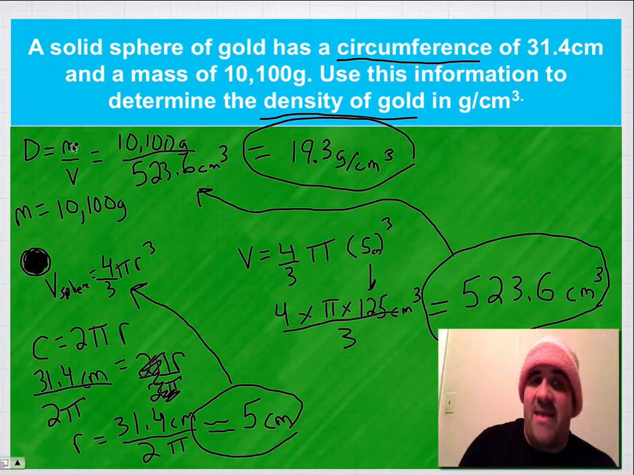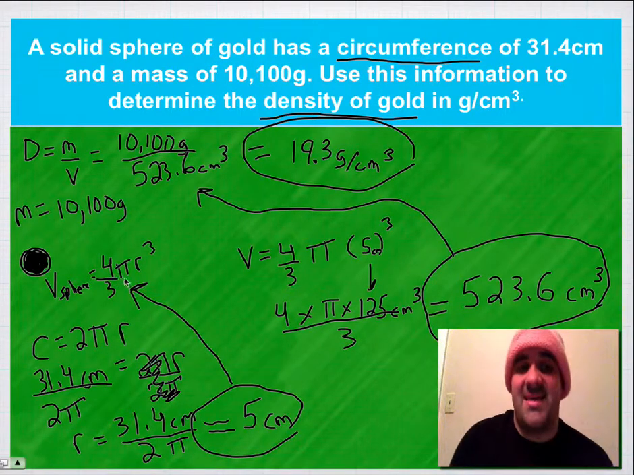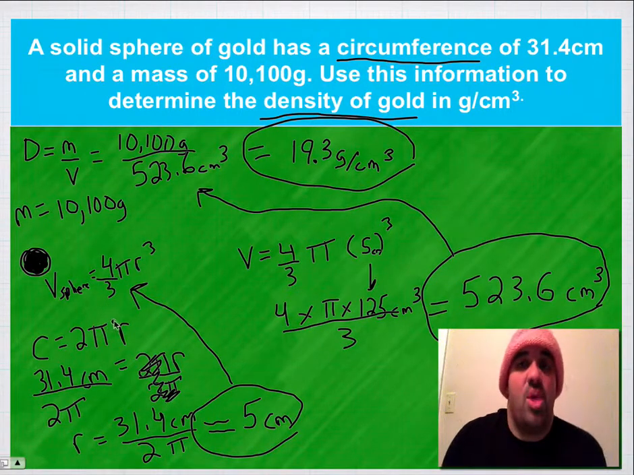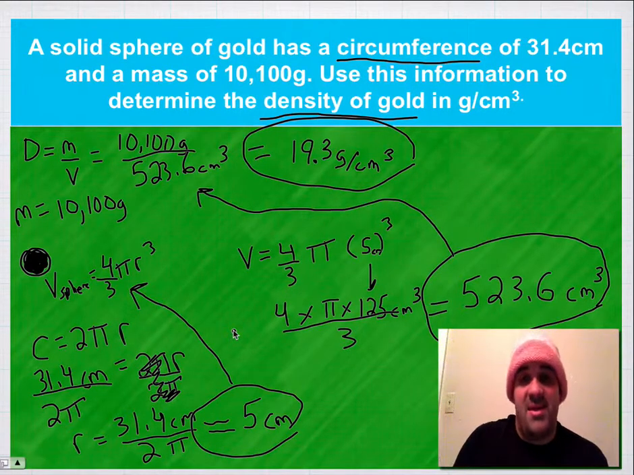So density is mass divided by volume. We didn't know the volume. We had to use this circumference to basically solve for the radius. And once we got the radius, we were able to plug the radius into the equation for the volume of a sphere. And once we figured out the volume, it was just a simple division problem after that. So yes, a very involved problem, but certainly well within your capabilities.